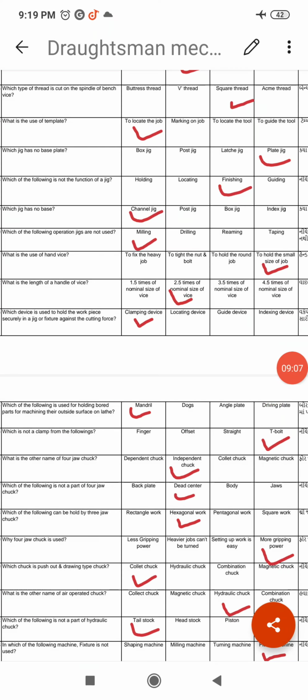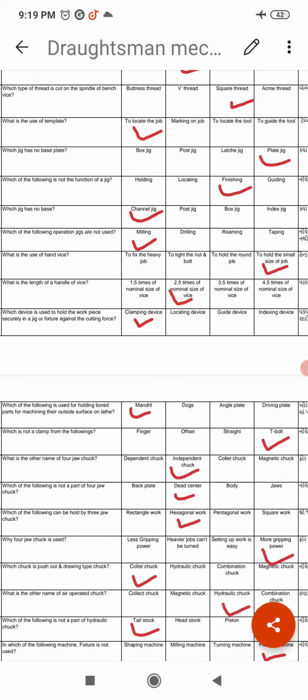Option A. Next, what is the use of a hand vise? Answer is D, to hold small size jobs. Next, what is the length of the handle of a vise? Answer is B, 2.5 times the nominal size of the vise.